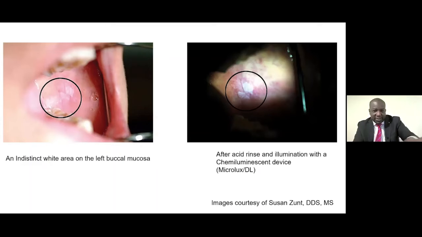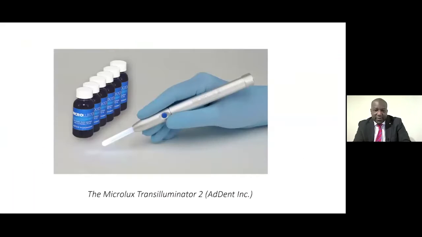We see in the first image an indistinct white area on the left buccal mucosa. In the second image, after an acid rinse and illumination with blue-white light from a chemoluminescent device, we see it clearly. So there is a product available that can do this for us, the Microlux Trans Illuminator. Again, ADENT has produced this device, a multi-purpose device that can be used to screen for caries, fractures, and mucosal abnormalities.